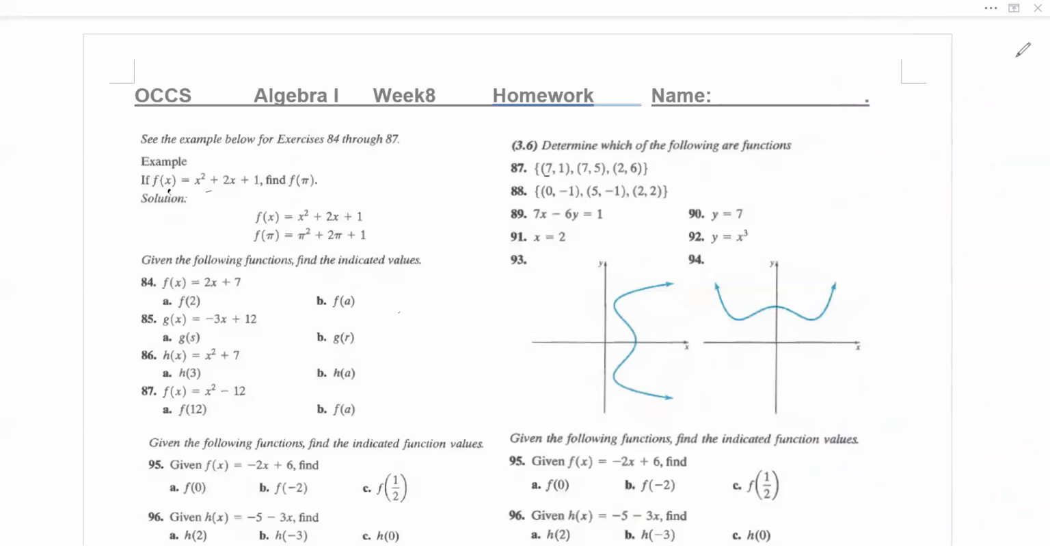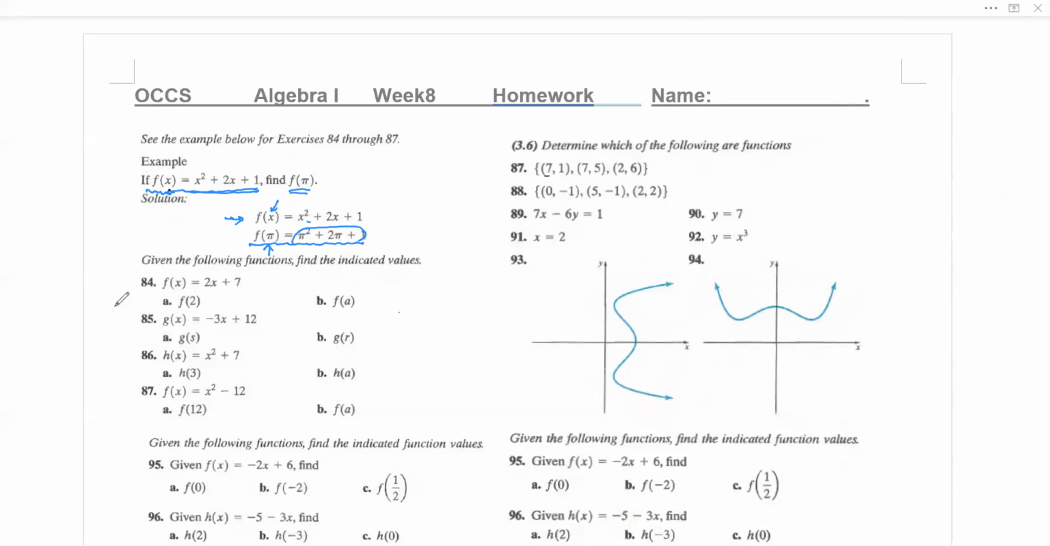So let's go through our homework to review quickly. See the example below. We can see this function has this kind of change. Find f of pi: x is replaced by pi, so all the rest would be replaced by pi. If the function f of x is x squared plus 2x plus 1, when you replace x by pi, you get f of pi equals pi squared plus 2 pi plus 1. So when the input x is pi, your output is this one.